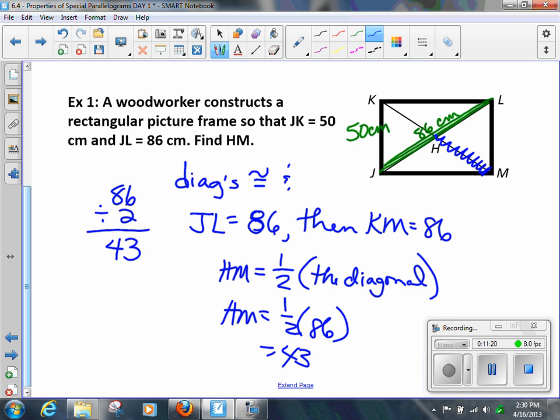Do you have to write all that out the way I did? No. Could it be just as easy as what Justin said? Well, ain't it 86 divided by 2? Yes, that's it. Is it as easy as that? Absolutely it is. You got to understand why. Okay? You have to understand why.